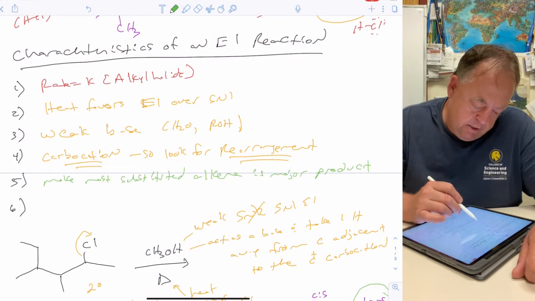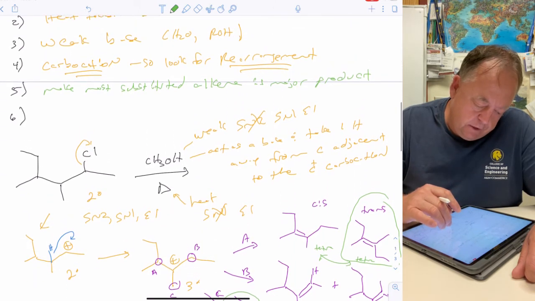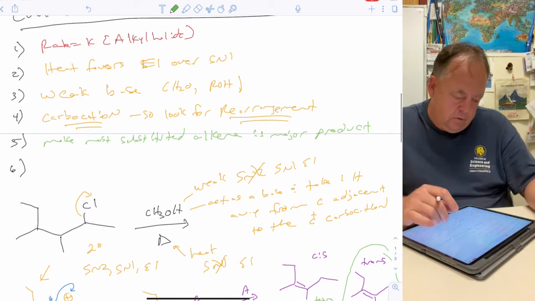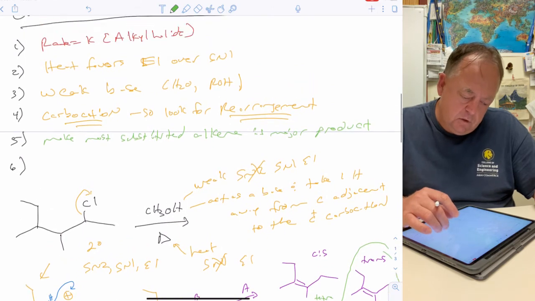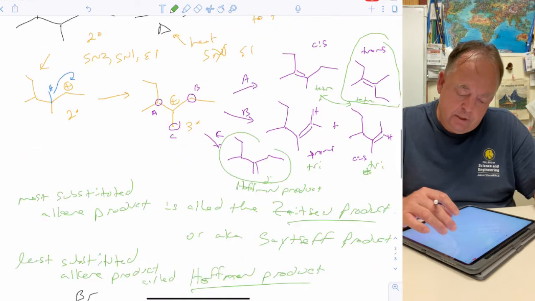Okay, so rate, heat favors, weak base. Make a carbocation, so look out for rearrangement. You make the most substituted alkene, that's the major product. And I don't recall if there should be a 6th characteristic or if that's basically what you need to know for an E1 elimination reaction.